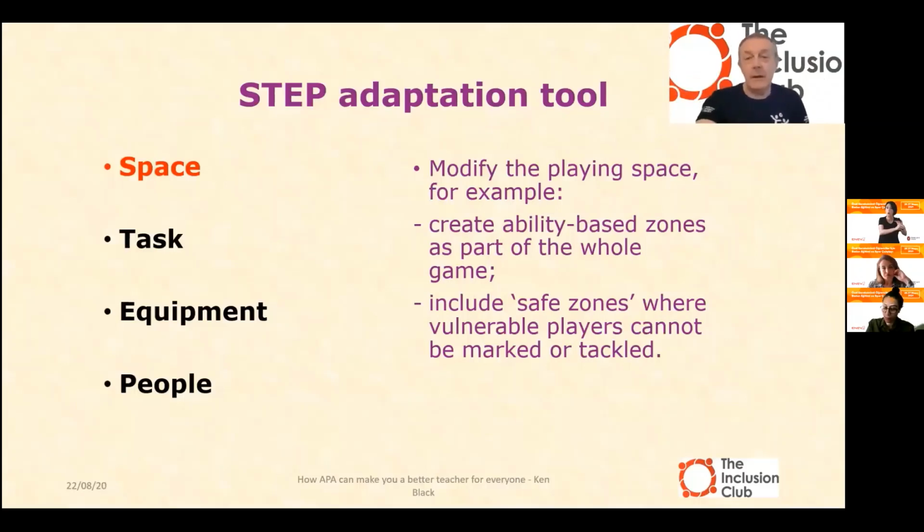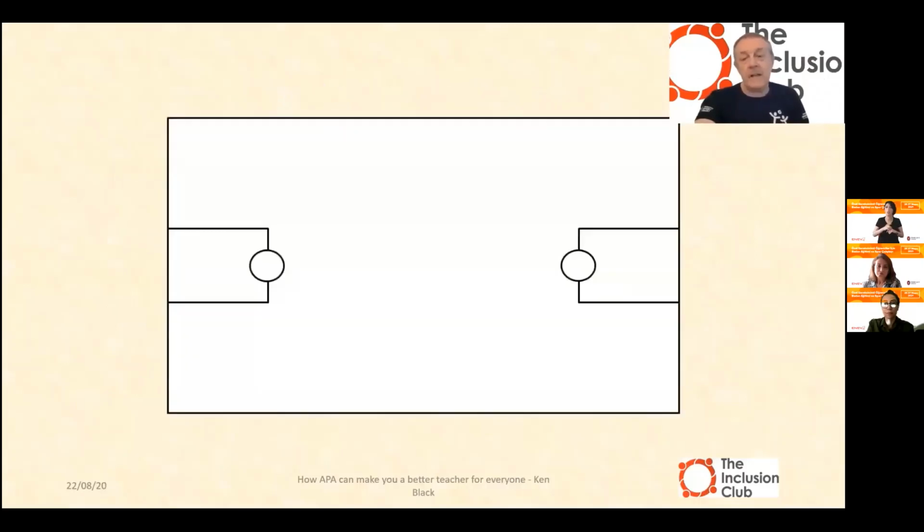So space and how we modify it is another part of the step equation. An example I might give is if we look at this basketball example.